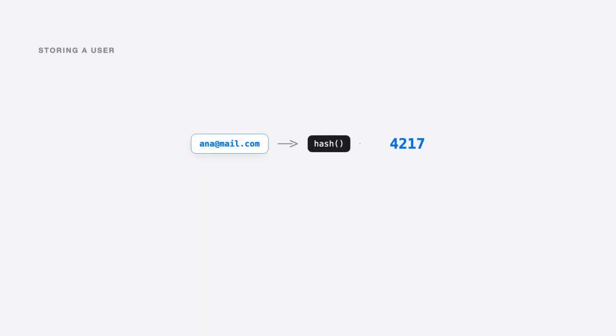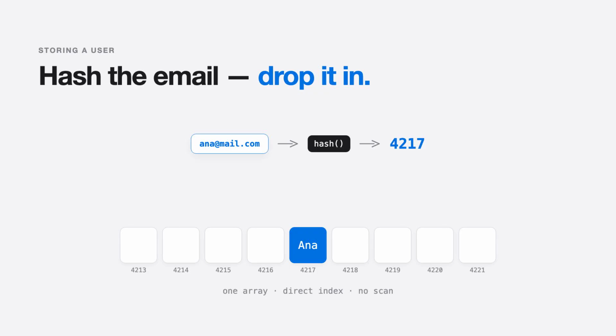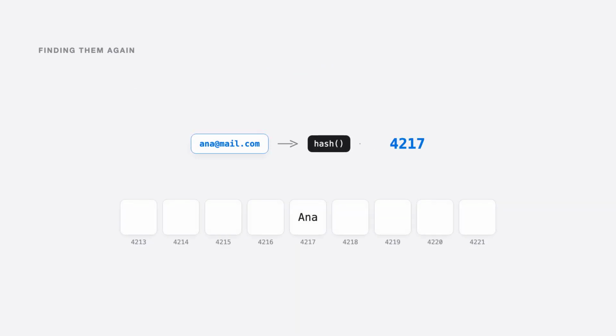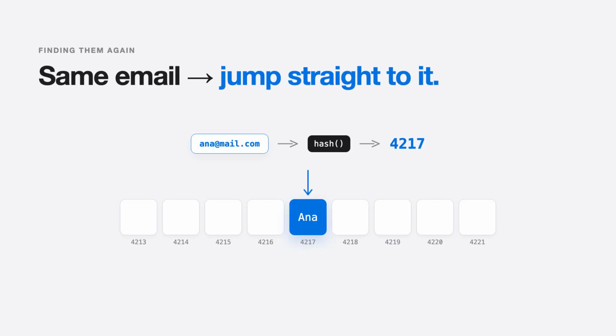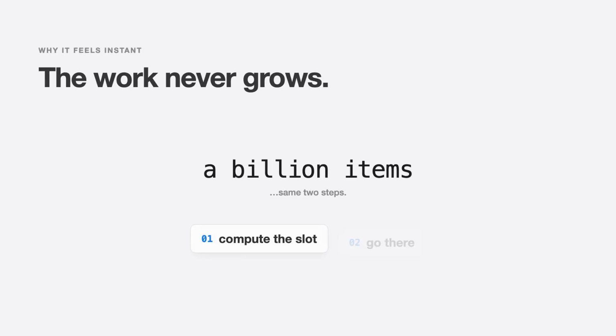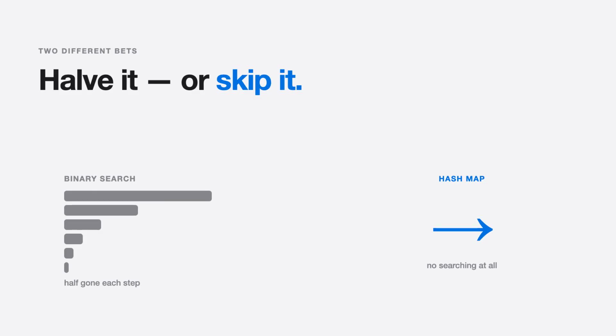So to store a user, you hash their email, get slot 4217 and drop them there in an array. To find them later, you hash the same email, get the same 4217 and jump straight to it, one step. That's why it feels instant. 100 items or a billion, the work is the same. Compute the slot, go there. Binary search shrinks the problem by half each time. A hash map skips the searching entirely.